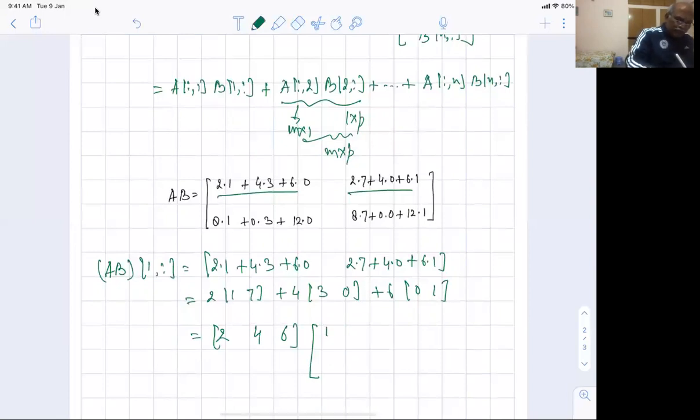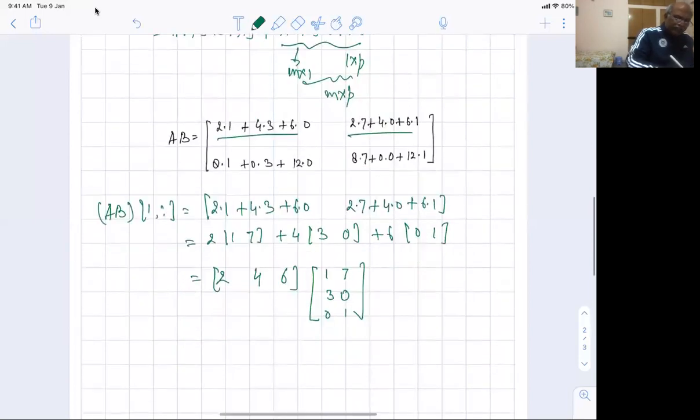So 17 here, because 17 is coming. So 2 into 17, 4 into 30 and 6 into 01. Fine. So what I would like you to see here is that this 2 4 6 is nothing but the first row of A, and this is the whole matrix B.